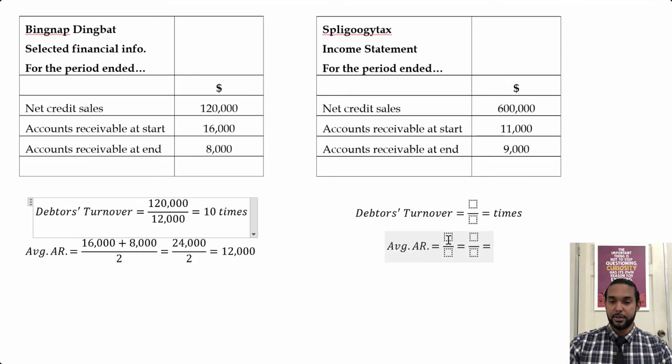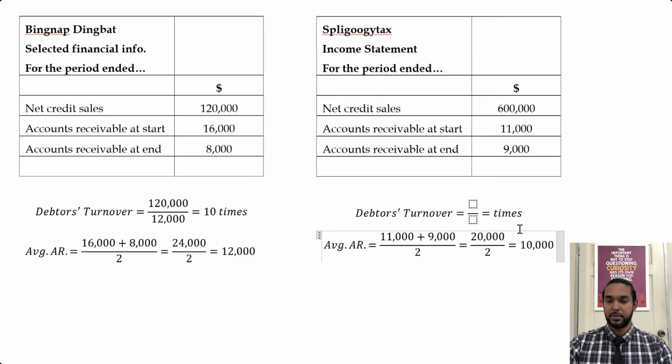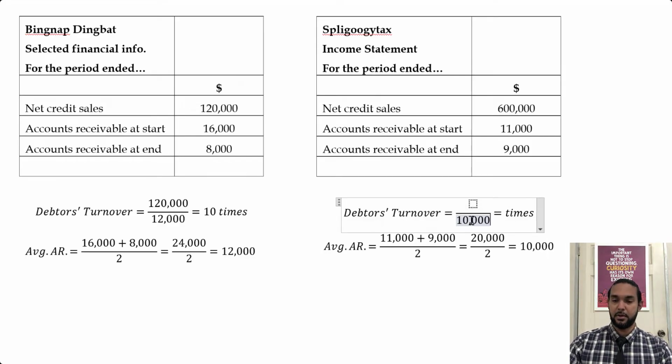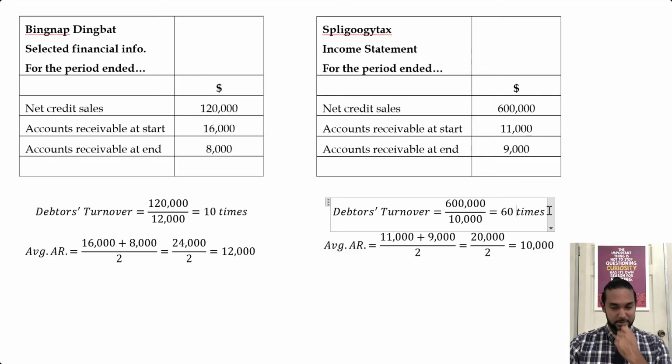All right, are you ready? Okay, so the average receivables will be 11,000 plus the 9,000 divided by 2. So 11 and 9 will give us what? 20,000, right? 20,000 divided by 2 will give us 10,000. So we're going to use that as our denominator here, and our numerator would be the net credit sales, which is 600,000. So 600 divided by 10 gives us a pretty big figure of 60 times. So just when we thought Bing Nap Dingbat was looking good in terms of the number of times, here we have Spagoogie Tax going to blow them out of the water.